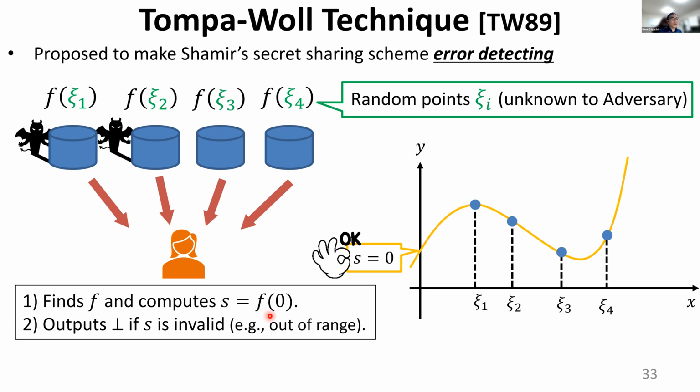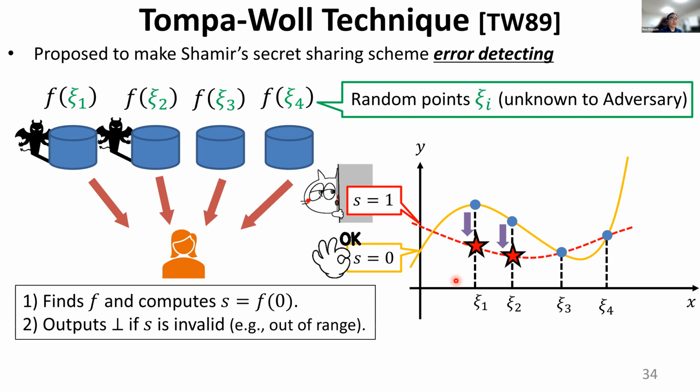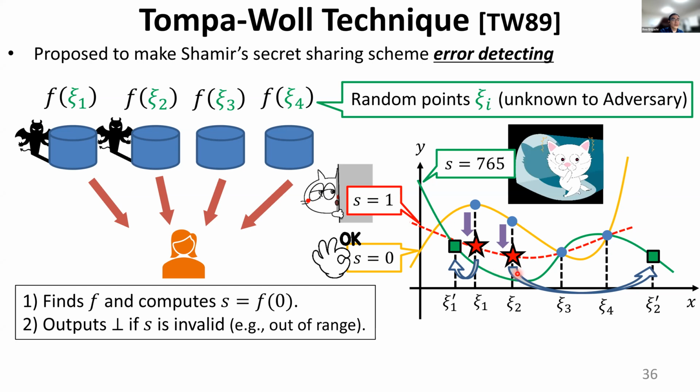its constant term. To see why it realizes error detection, suppose that the first and the second shares are modified. Then in the standard Shamir scheme, the client will compute an incorrect polynomial described by this red curve. As a result, she will output the incorrect secret without detecting the errors. However, in the Tompa-Woll scheme, evaluation points are randomly chosen and they are unknown to the adversary. Therefore, the curve computed by the client is disturbed by this additional randomness. In particular, its value at 0 is an almost random value. So with high probability, it will be out of range. For example, it will take an extremely large value. In summary, if the secret she computes is invalid, then she can learn that some of the shares are modified. So she outputs bot.